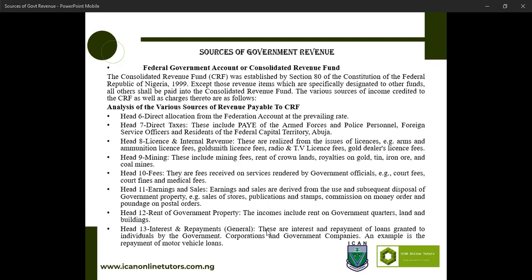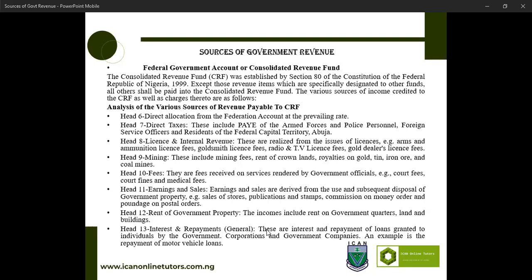These include mining fees, rent of crown lands, royalties on gold, tin, iron ore, and coal mines. Ed 10, we have fees. These are fees received on services rendered by government officials, and examples are court fees, court fines, and medical fees.